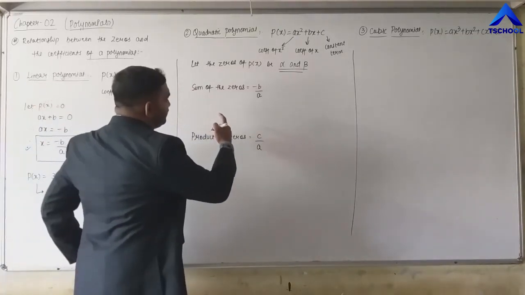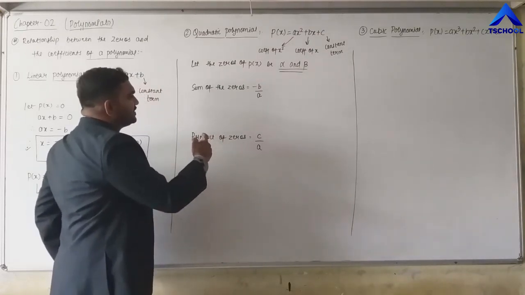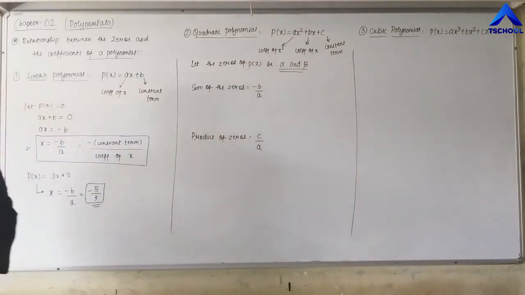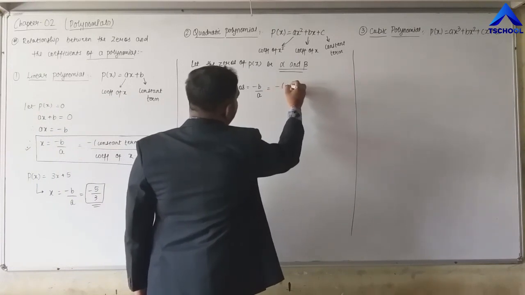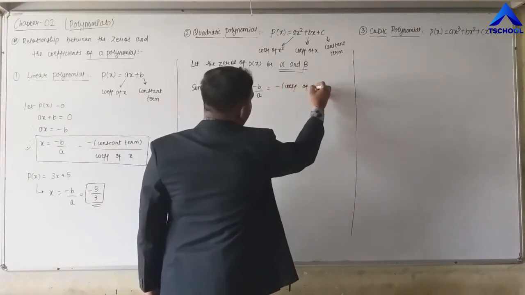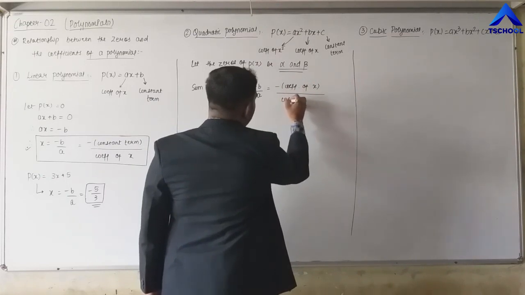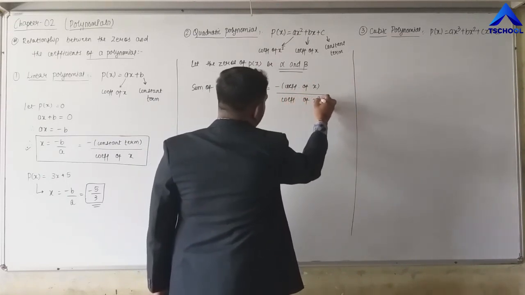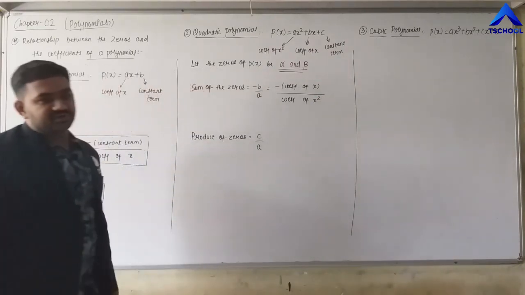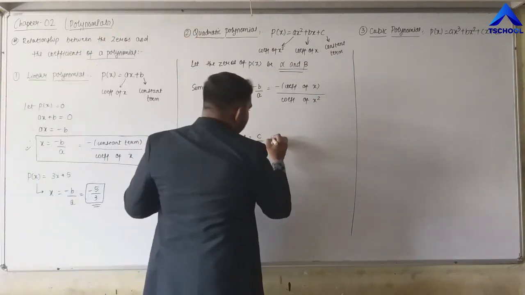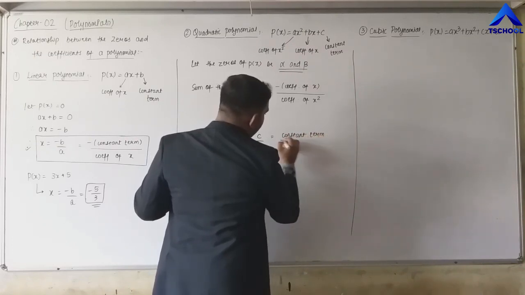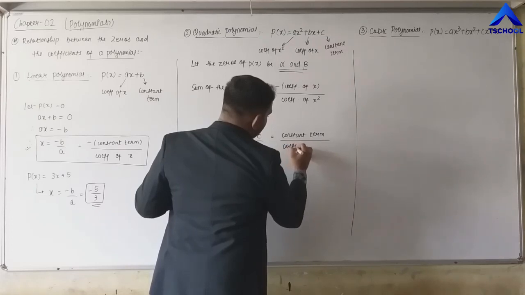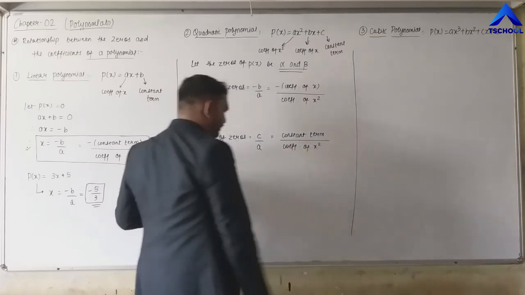So the sum of the zeros is minus b upon a. Now what is b here? Yes, good. b is the coefficient of x. So it is minus the coefficient of x divided by the coefficient of x square, because a is the coefficient of x square, and c, that is the constant term, divided by the coefficient of x square.